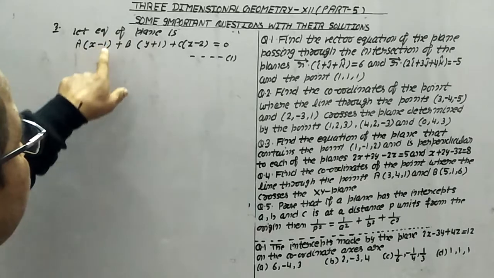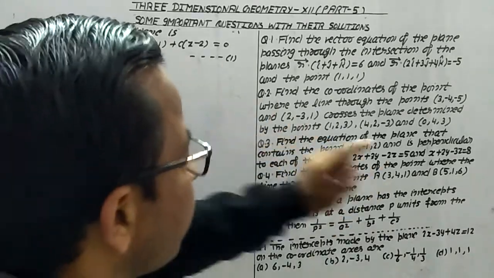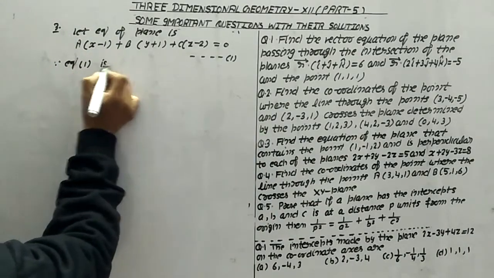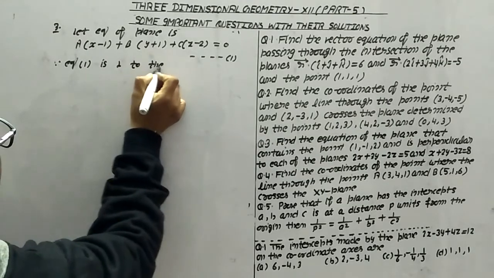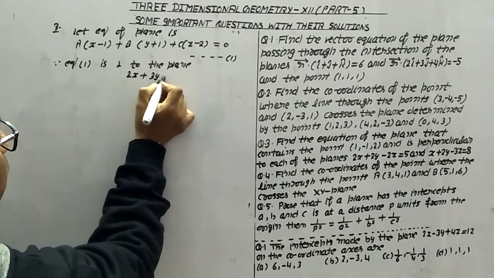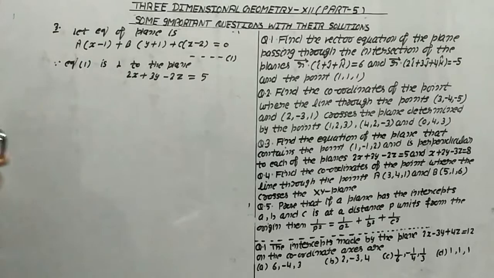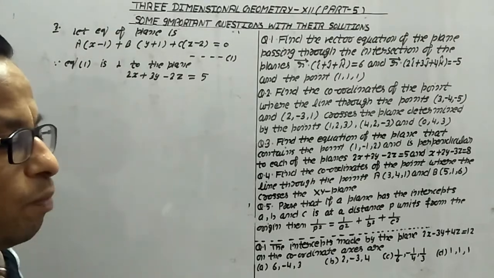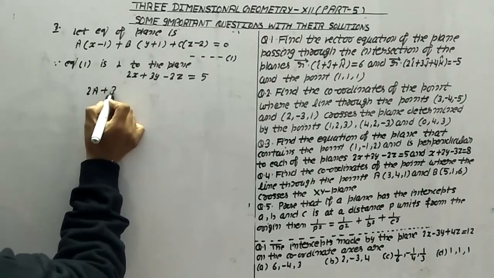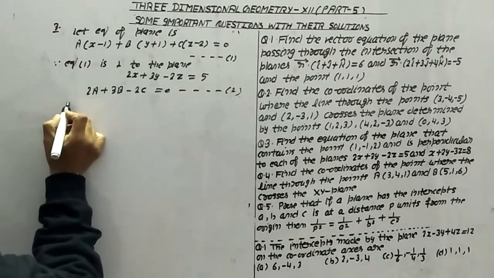To find the equation of this plane, we will find the values of a, b, c from the given conditions. Equation 1 is perpendicular to the plane 2x + 3y - 2z = 5. According to the rule, for perpendicular planes a1a2 + b1b2 + c1c2 = 0. It means 2a + 3b - 2c = 0. This is equation number 2.